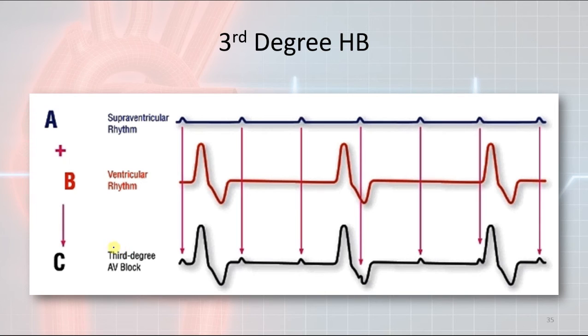How this develops on the monitor, as you can see here, this is what we would see on the monitor, is what this black rhythm is down here. So we have a supraventricular rhythm, which is nothing but P waves. We have a ventricular rhythm, which is nothing but QRS complexes. And then what we see are a bunch of P waves and QRSs that have no correlation to each other at all.